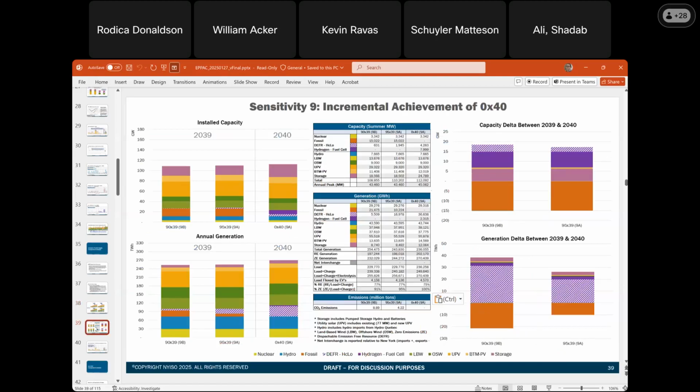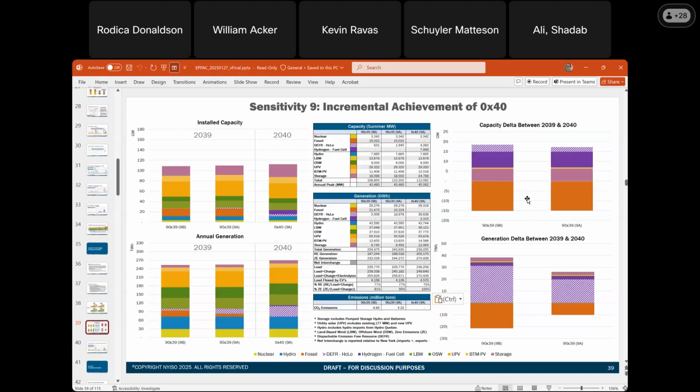And then this slide here is really getting at that last increment, right? So we have the 2039 installed capacity for both cases, both the 90% and the 95% case. And then we have the 2040 amount, so when it's 0 by 40. So we have a difference in the years happening here. And we have that both from a capacity and generation perspective. And then we have the delta between 2040 and 2039.